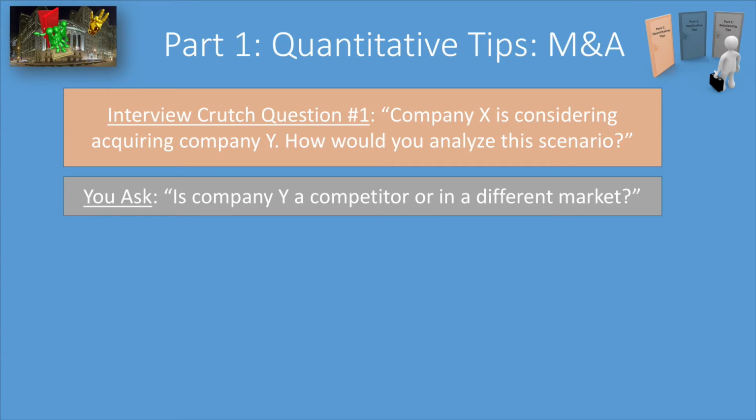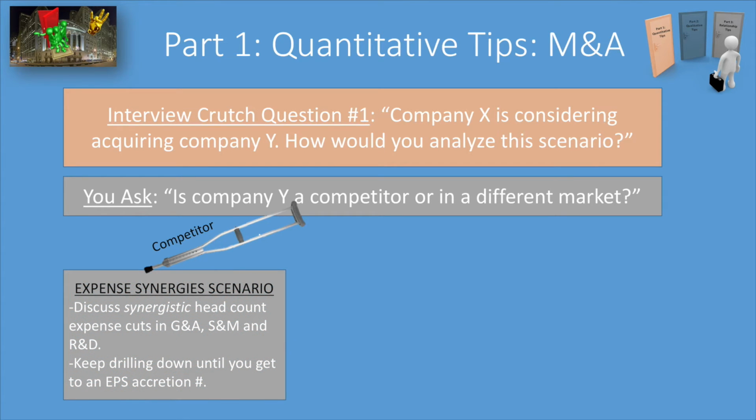You ask a question. You say, is company Y a competitor or in a different market, right? And they'll answer the question for you. So if it's a competitor, then you talk about expense synergies, okay? Talk about headcount synergies. Could they cut people in G&A, S&M, or R&D, and then keep drilling down, okay, until you get to an earnings per share number that's accretive or dilutive. Accretive means it's additive to earnings. Dilutive means it is not. Okay, so if it's a competitor, that's what you get.